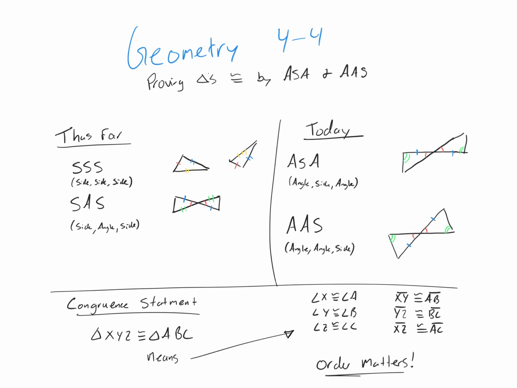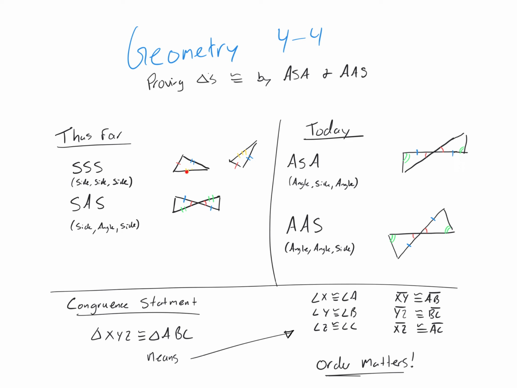Hello, geometry students. This is lesson 4.4 for both parts A and B. And we're talking about proving triangles congruent by angle, side, angle, and angle, angle, side. We've already talked about proving them congruent with side, side, side, or side, angle, side, right?